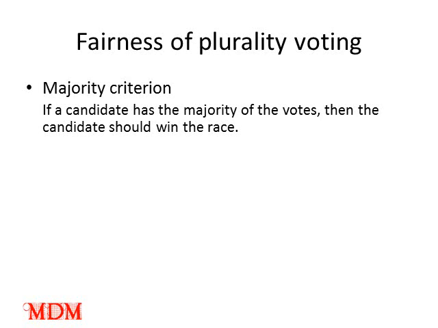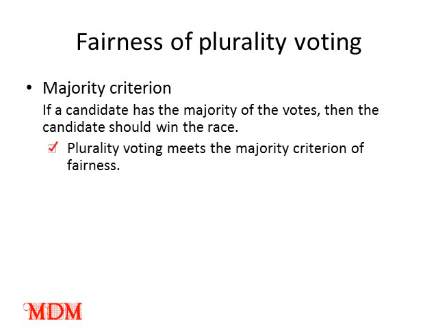Now let's look at the fairness of plurality voting. There are 2 common standards of fairness that can be used to evaluate any form of voting. The first is the majority criterion, which states if a candidate has a majority of the votes, then the candidate should win the race. This is not the same as majority rule, which states that a candidate cannot win the race unless that candidate has a true majority of the votes. A true majority would be more than 50%.